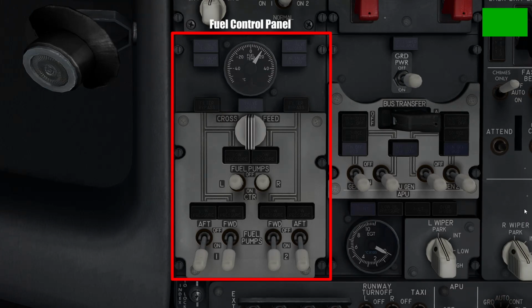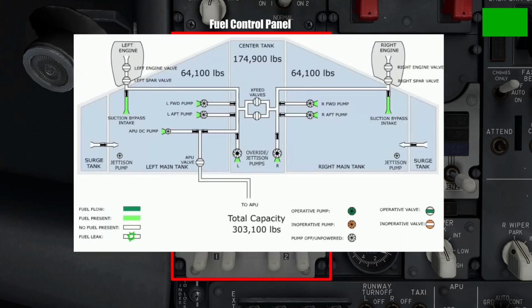In the middle of these 2 lights is a fuel crossfeed light, under which is the fuel crossfeed valve. Now, to explain this, it's important to understand that the fuel systems on either side of the aircraft work independently of each other. This is to prevent an emergency from one side of the aircraft, such as a burst fuel tank, from affecting the other side.